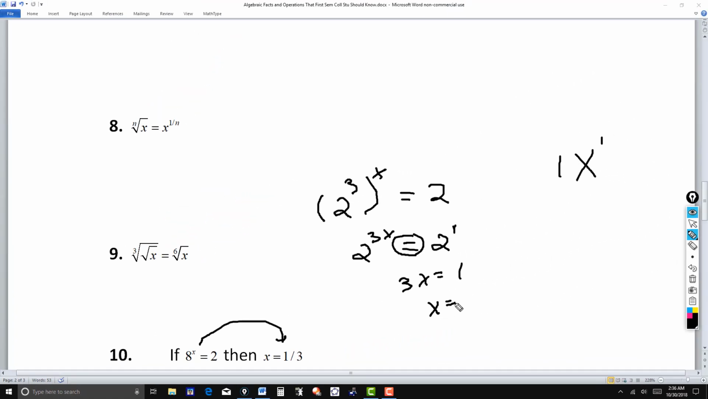And you can see 8 to the 1/3 power, I can say that's the same thing as the cube root of 8, which of course is 2, because 2 to the 3rd is 8. So that's one way to verify your answer. There are other ways, but that's one way right there.